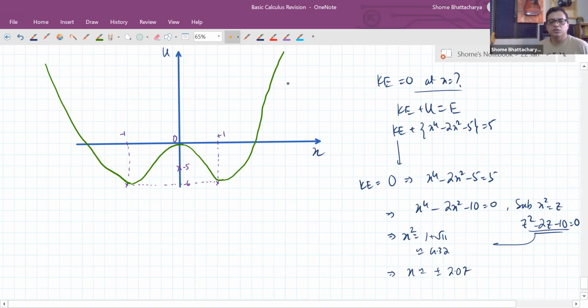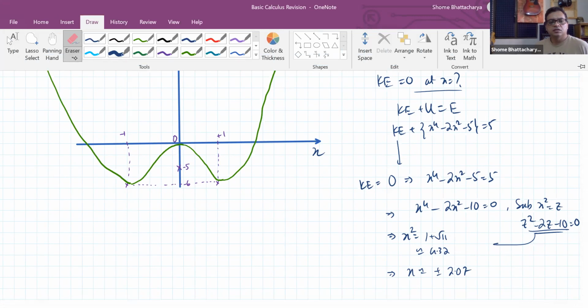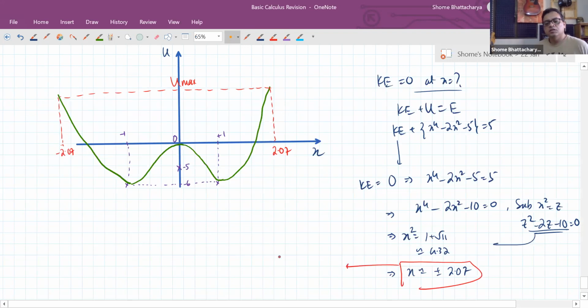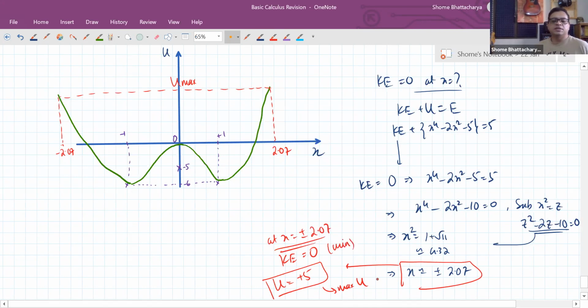So those will now become like boundaries, okay, because the potential energy function will have to behave in such a way that it has a certain range. It can't go beyond a certain point, because at that point the kinetic energy is becoming 0. So the potential energy will have a certain maximum value at these 2 points which we have just seen, 2.07, or symmetrically on the other side minus 2.07, where the kinetic energy becomes 0. At these points, kinetic energy is equal to 0, and therefore the potential energy will be equal to plus 5. That is the maximum potential energy. So at x equal to plus minus 2.07, the kinetic energy is minimum and the potential energy is maximum, which is equal to the total energy.